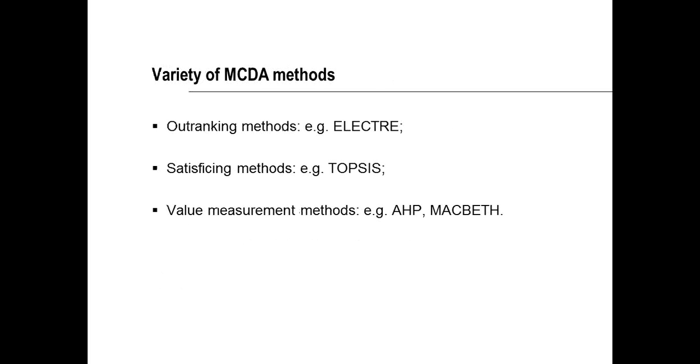So, the three main groups of MCDA methods, and Janine spoke about it, are the outranking methods, satisficing methods, but also the value measurement methods. And I will really shortly, in a real practical way, show you the difference between these different types of MCDA methods.